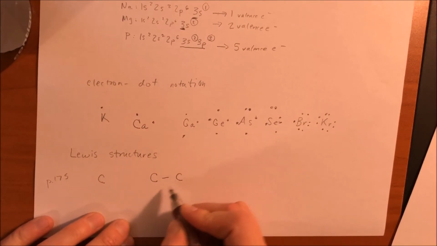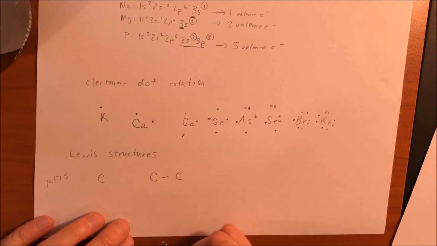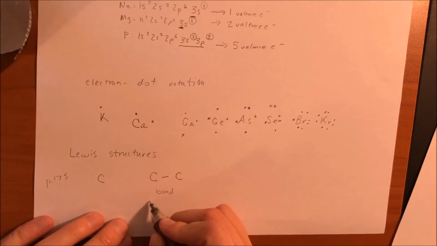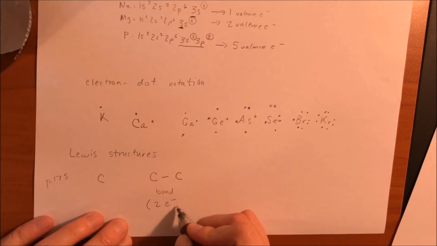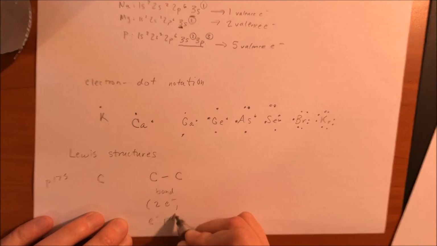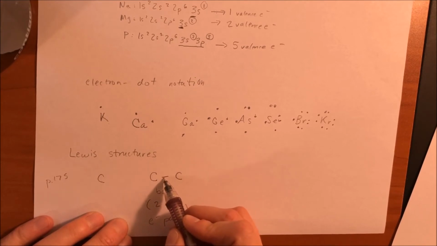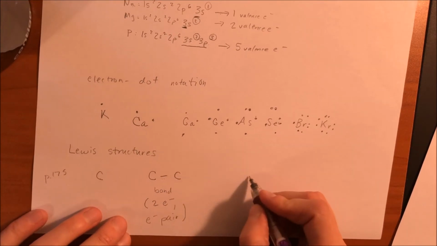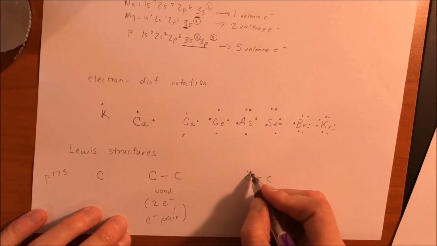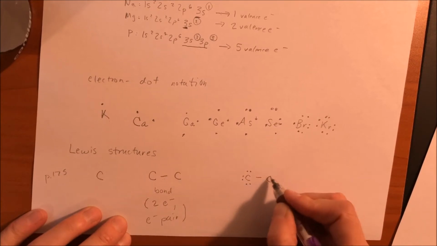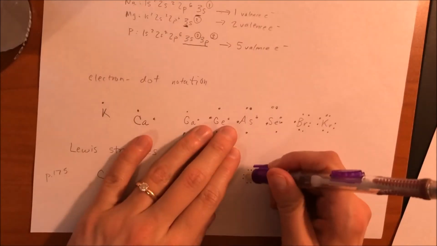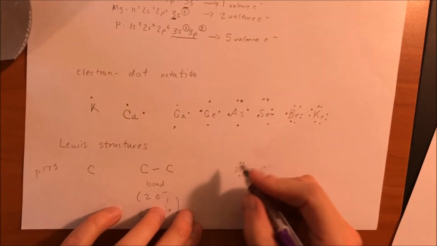Now, if you happen to see a dash between 2 symbols, that's going to represent a bond. Okay, and that bond is going to be 2 electrons, or what we know as an electron pair. So anytime you see a bond, you should really be thinking that that represents 2 electrons that are being shared between those atoms. Now sometimes you may also see things like this, which looks kind of similar to what we saw before. So, I'll do a different example, so we won't just use carbon.